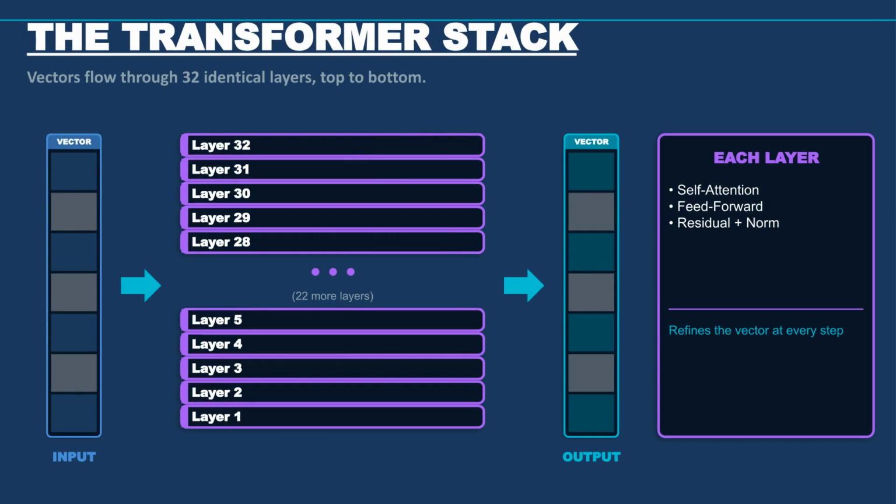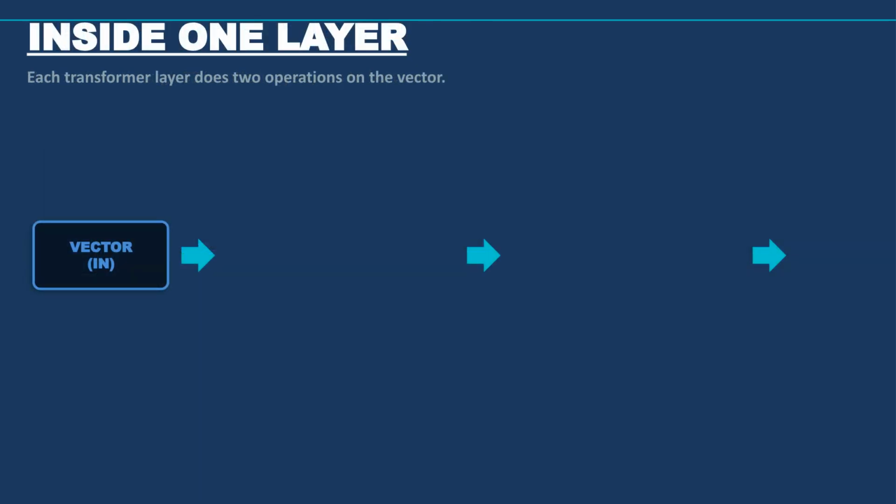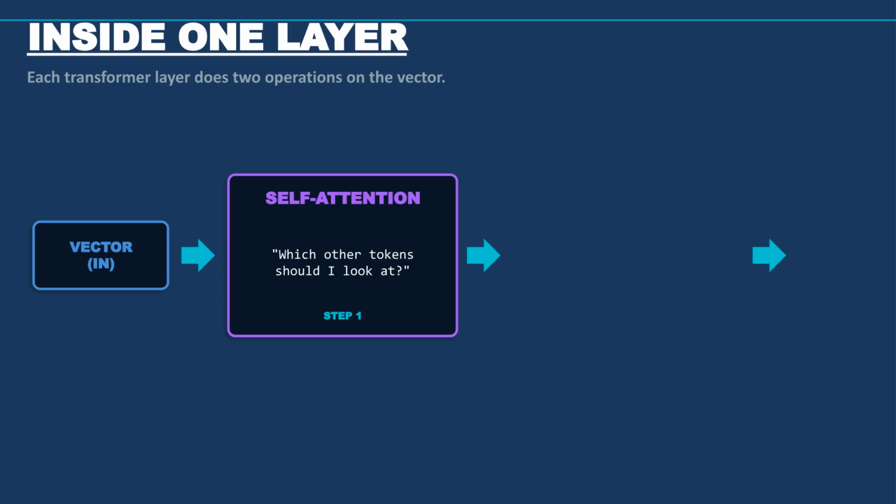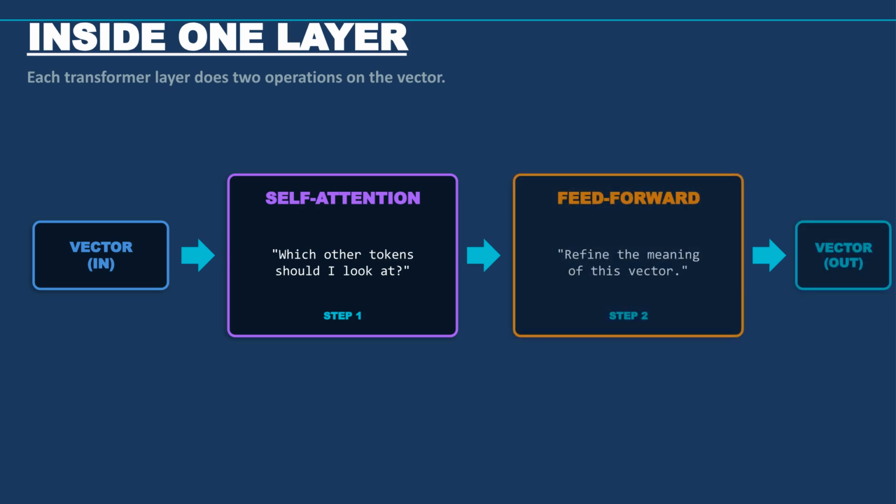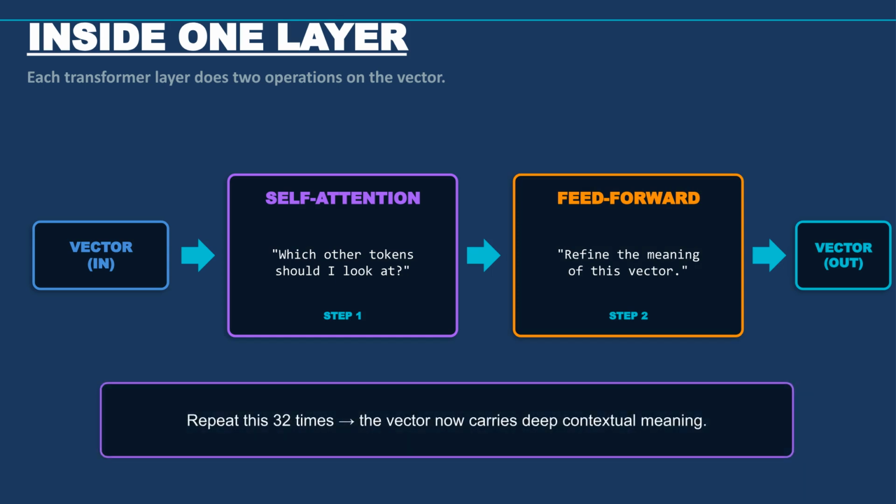The third stage is the transformer, which is considered the brain of modern AI. The vectors flow through a stack of 32 identical transformer layers from top to bottom. Each layer refines the vector at every step, using self-attention and feed-forward mechanisms. Within one layer, 2 main operations occur. The self-attention step determines which other tokens to look at. The feed-forward step refines the vector's meaning. This process is repeated 32 times.